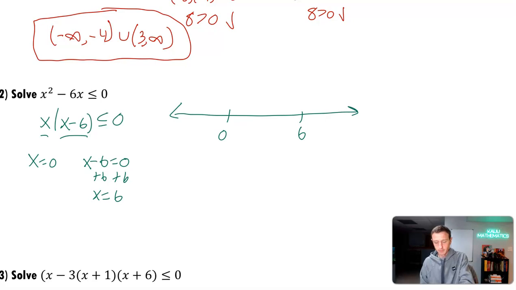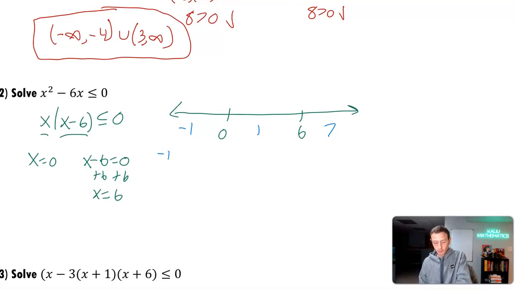Unfortunately, we can't use 0, so that's not going to really help us out. So negative infinity up to 0, let's use negative 1. 0 to 6, let's use positive 1. 6 out to infinity, let's just use 7. We're really just worried about the sign. Is it positive or negative, because it says less than or equal to 0.